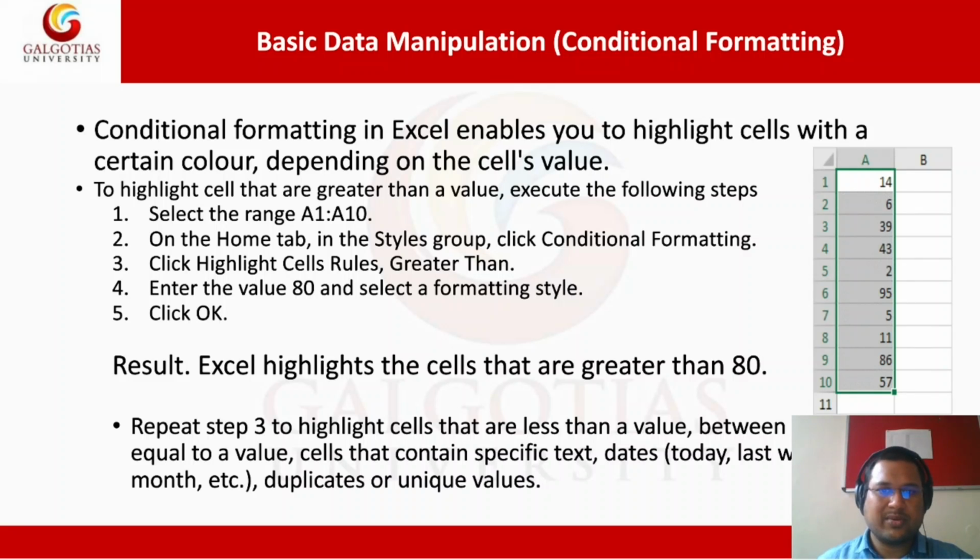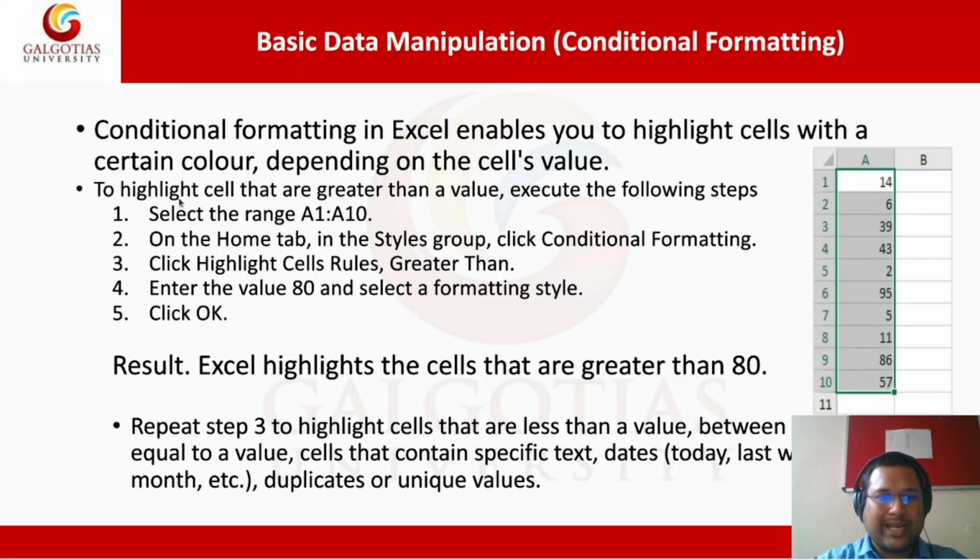Conditional formatting in Excel enables you to highlight cells with a certain color depending on the cell's value. Suppose, given this data, you want all the numbers that are greater than 86. You will get that result in a highlighted form, and by looking at the data you can see the result of this basic query. Now let's understand this through an example.